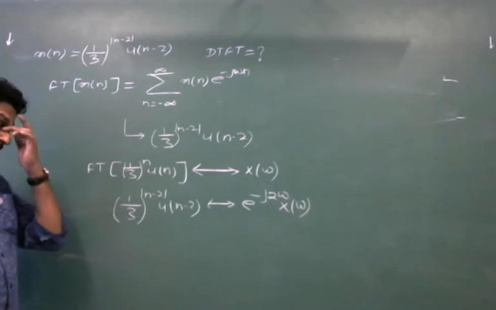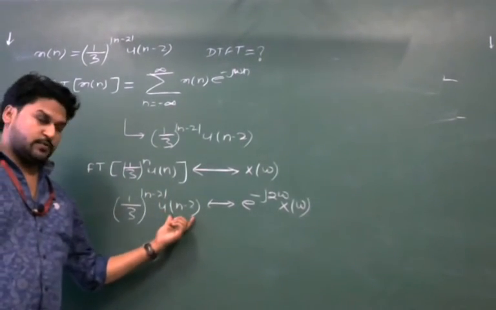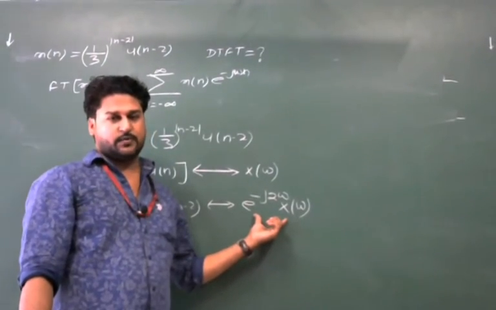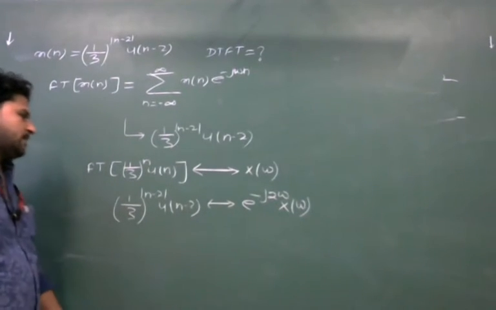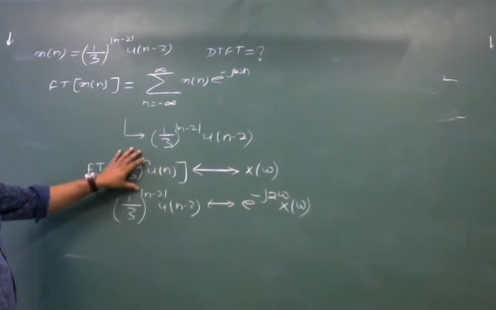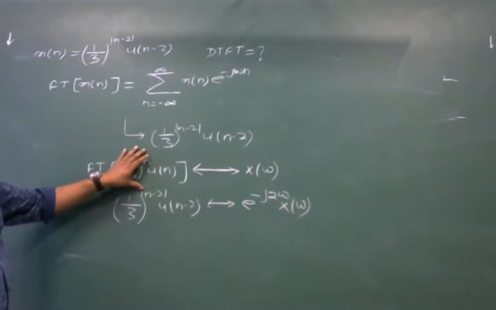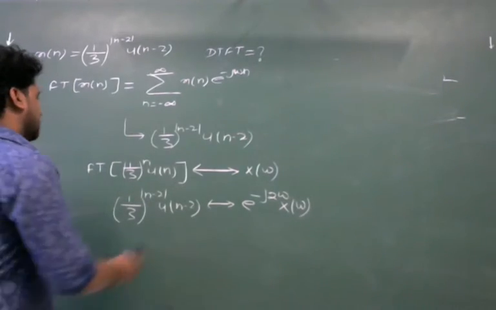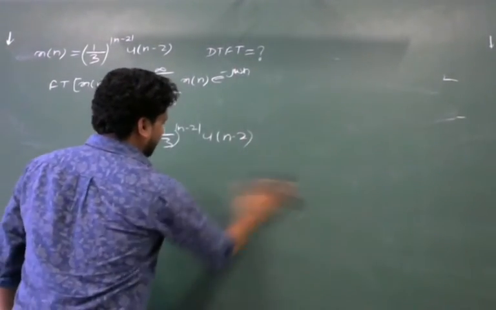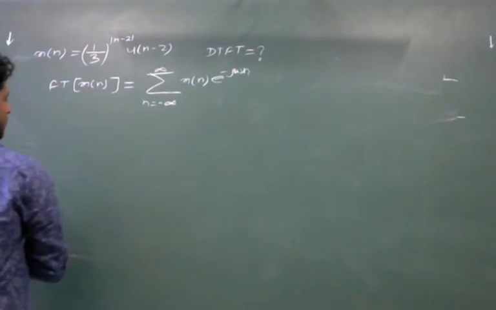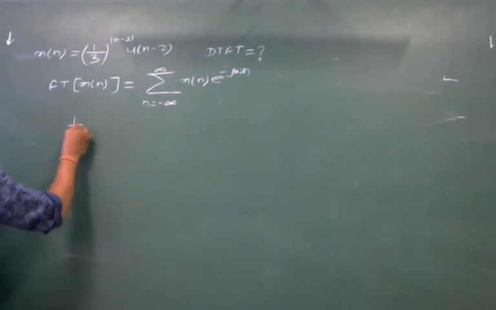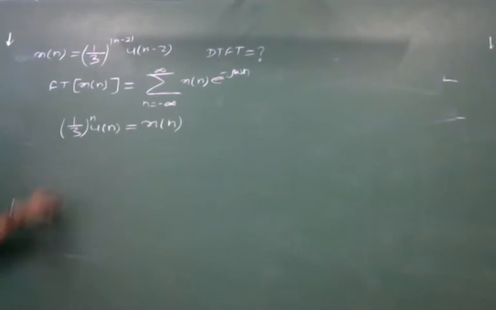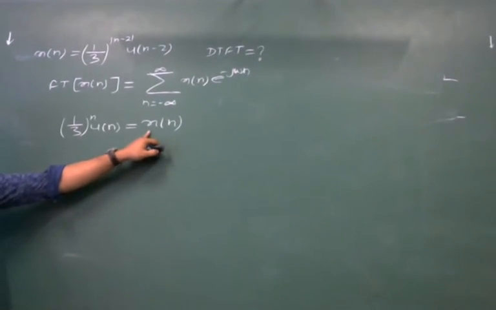That means if we are shifting the signal in the time domain by 2 units to the right, then the signal in the frequency domain will be multiplied by e power minus j 2 omega. Now that means we have to find the Fourier transform of this signal only, and in the Fourier transform of this signal we will multiply with this quantity e power minus 2j omega. So the task is to find the Fourier transform of 1 by 3 power n u of n. Suppose x of n is equal to 1 by 3 power n u of n.